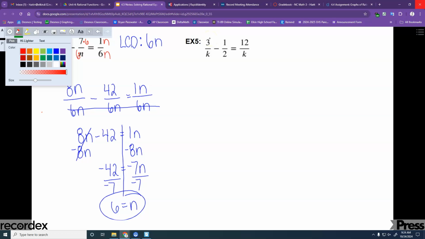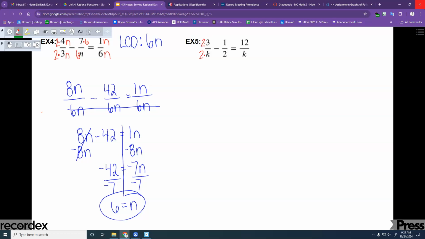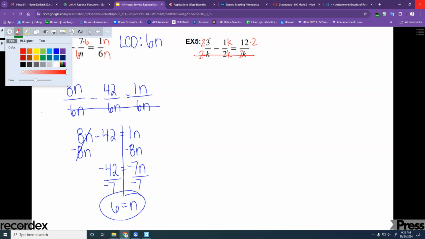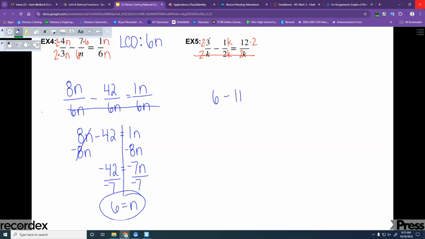You had it right first, I think. Tell me what to do. What's that first one need? Needs a 2. What's the second one need? A K. The last one? 2. Right? And so the denominators will be the same. I can mark them out. And I will get 6 minus 1K equals 24.